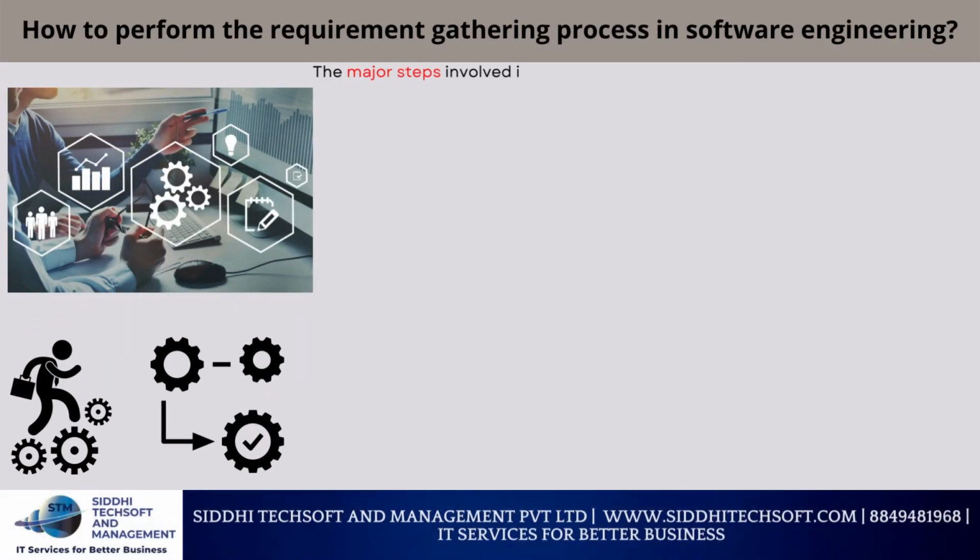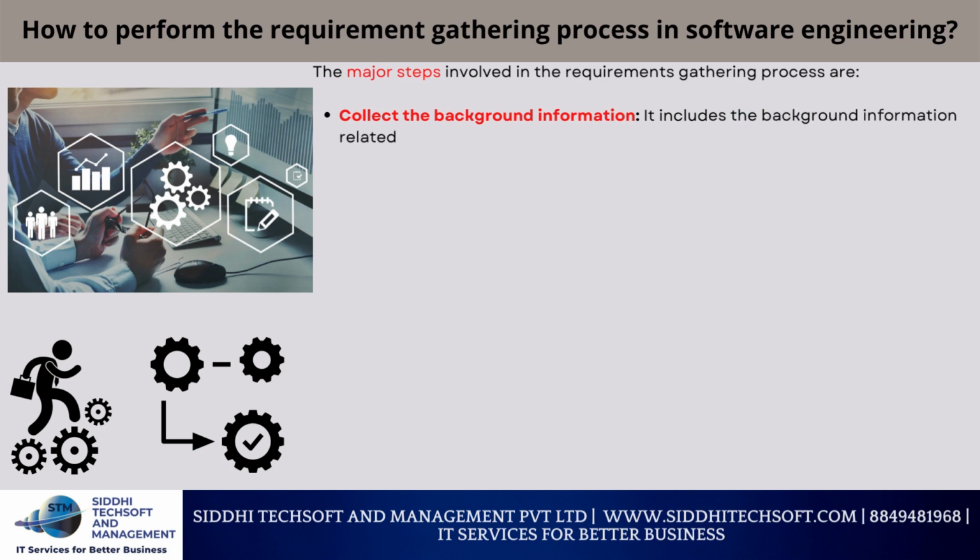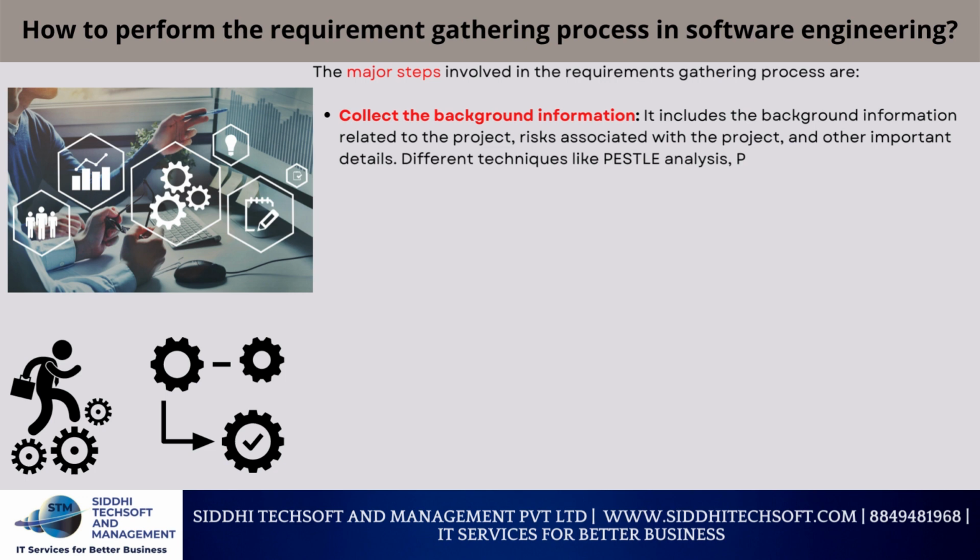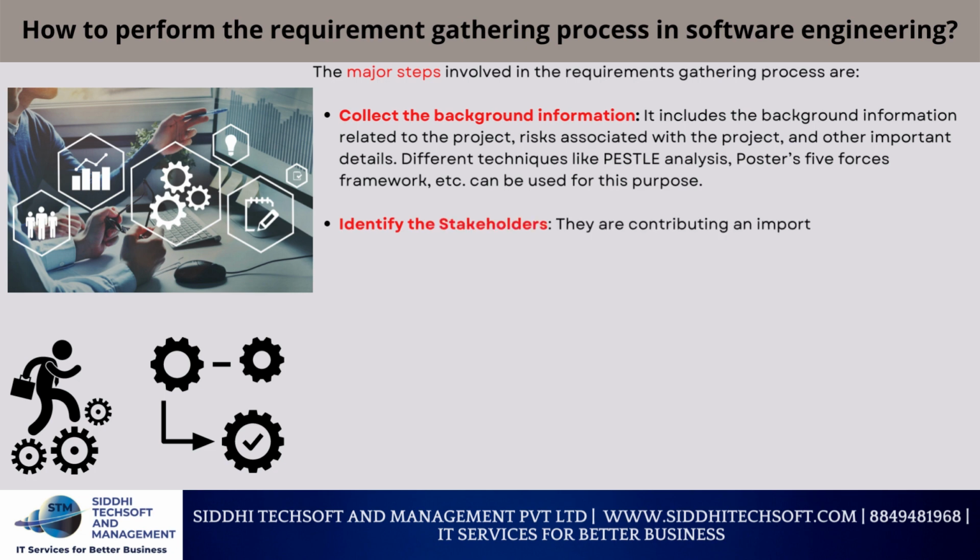How to perform the requirement gathering process in software engineering. The major steps involved in the requirements gathering process are: collect the background information. It includes the background information related to the project, risks associated with the project, and other important details. Different techniques like PESTLE analysis, Porter's Five Forces Framework, etc. can be used for this purpose.